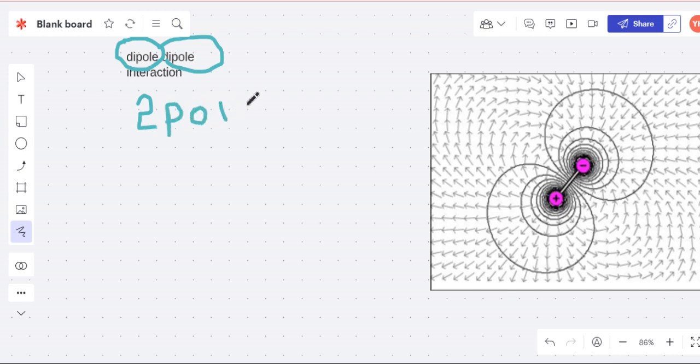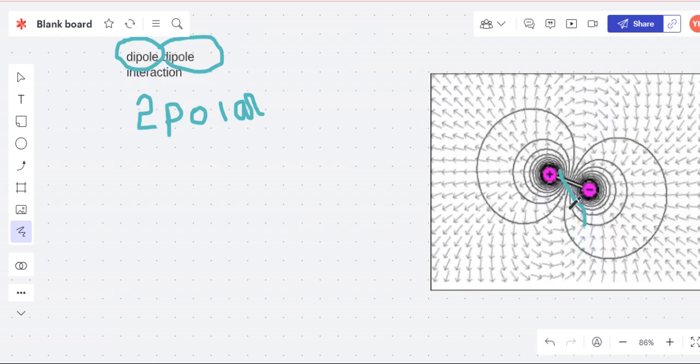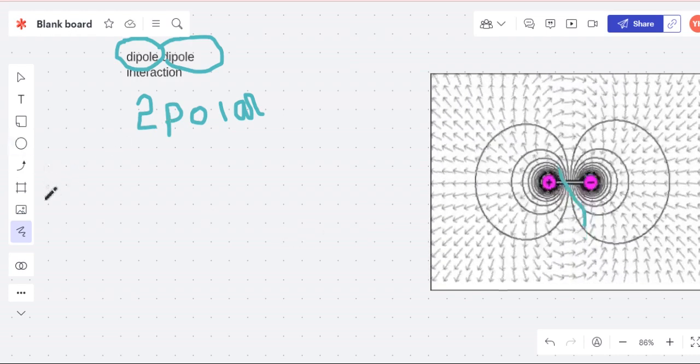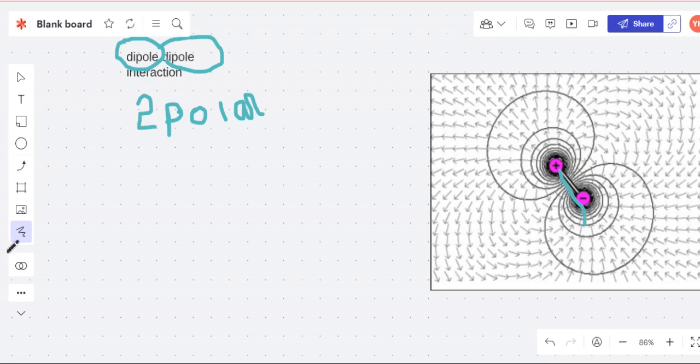Interaction means interacting, meeting, like this. This is the interaction between positive and negative. So what is meant by dipole-dipole? Let me raise it.